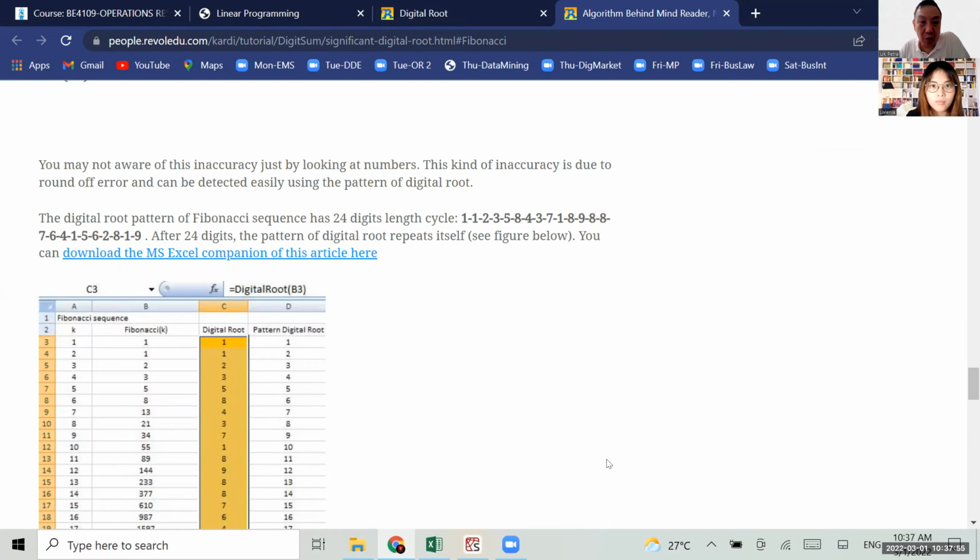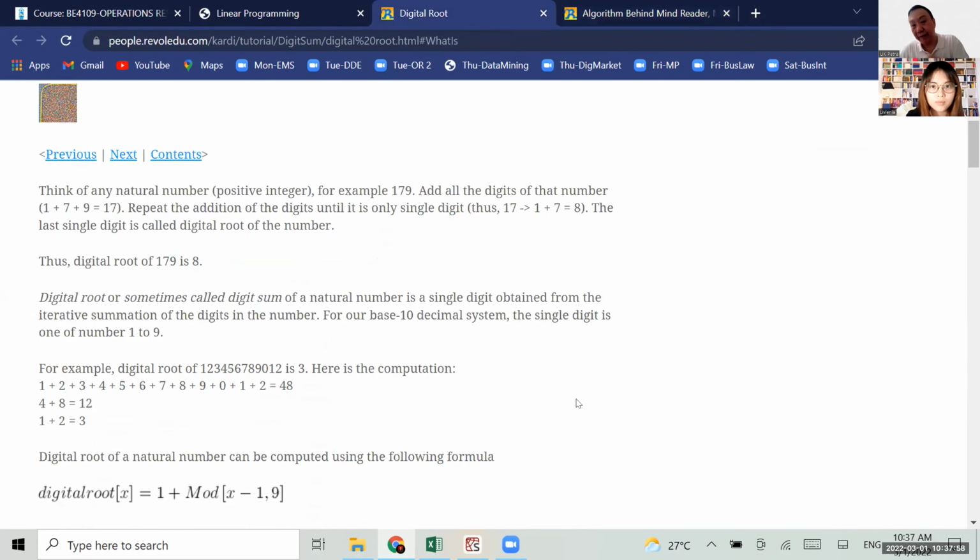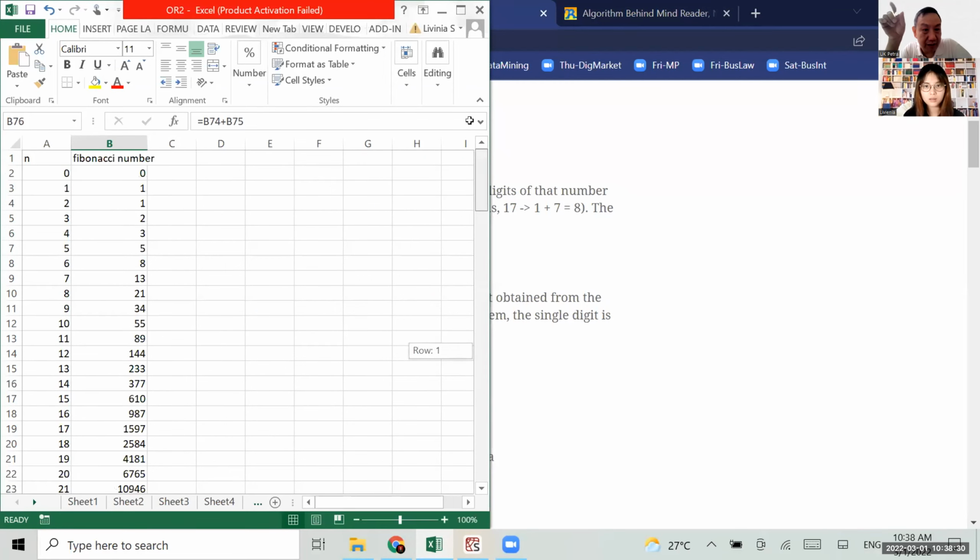There is a pattern in Fibonacci numbers that every 24 digits, it will create a pattern. So how do you compute the digital root is that formula down there. So you can create in column C in Excel, and put that as digital root, DR.